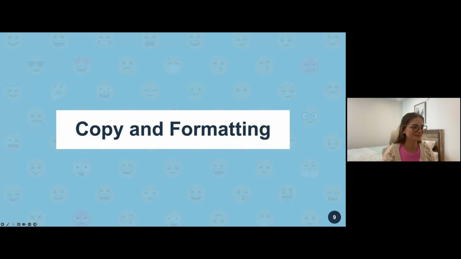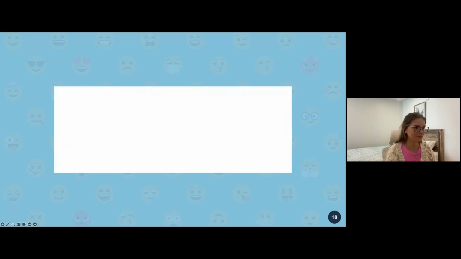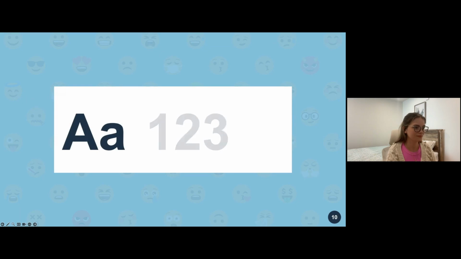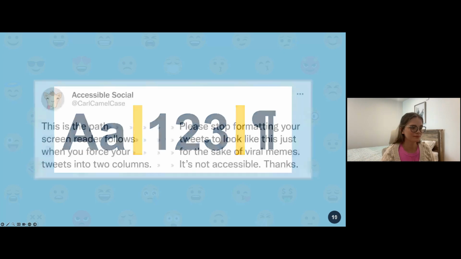Apologies. Our first best practices section is going to cover copy and formatting. A lot of people don't realize that elements such as upper and lowercase letters, numbers, break characters, and even spaces can impact how an assistive device like a screen reader interacts with your content.